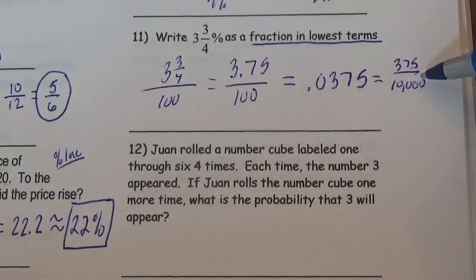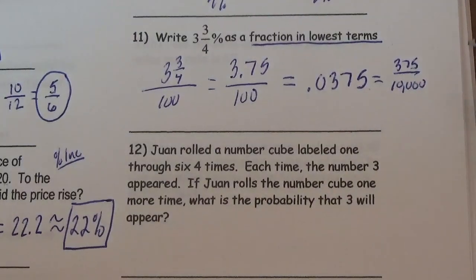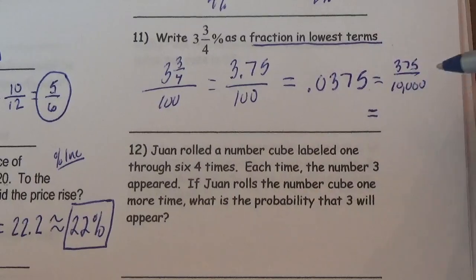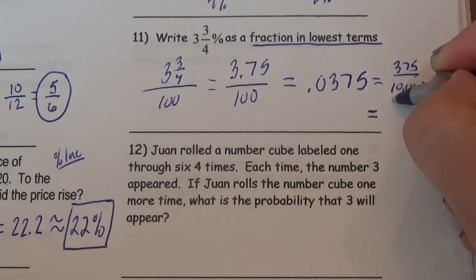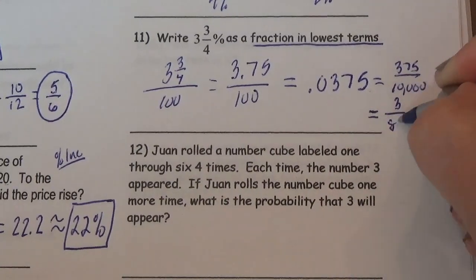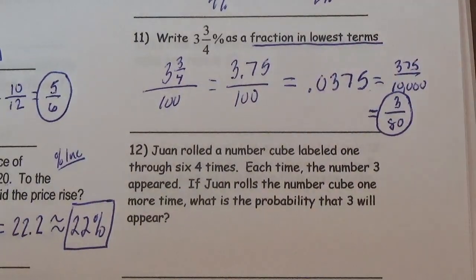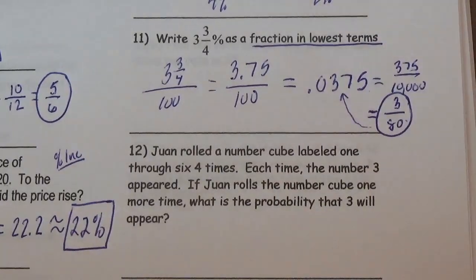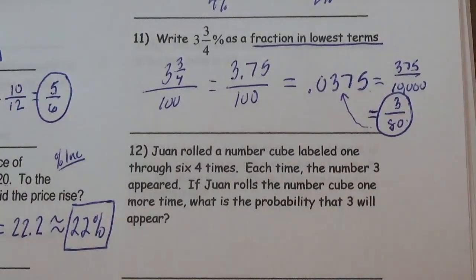So we did have to get there. Then they want us to reduce that. Well, again, if you can kind of play with that calculator, this reduces all the way down to 3 out of 80. And if you typed in to check 3 over 80, you would get back to that. All right, nice.